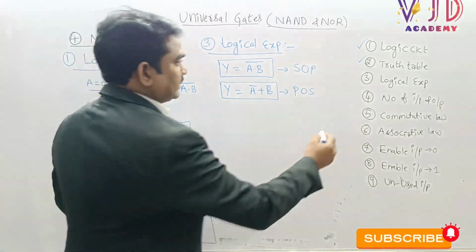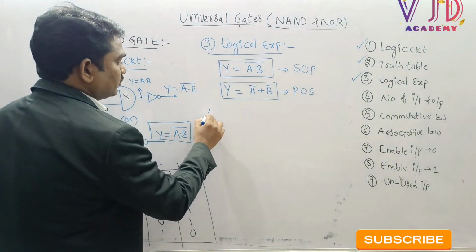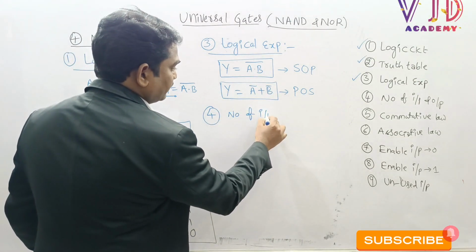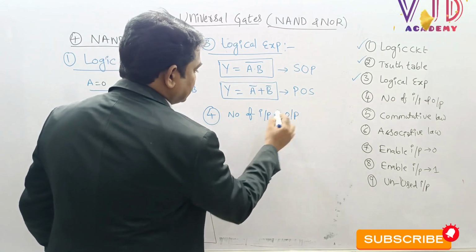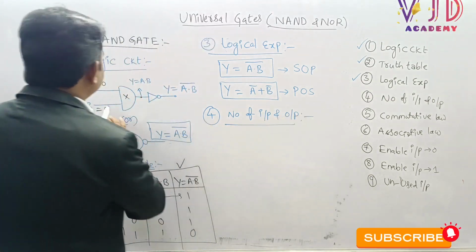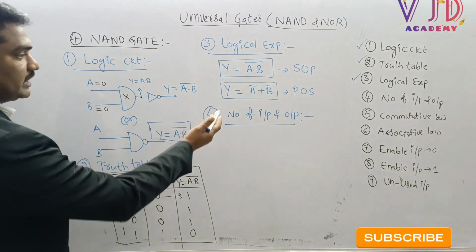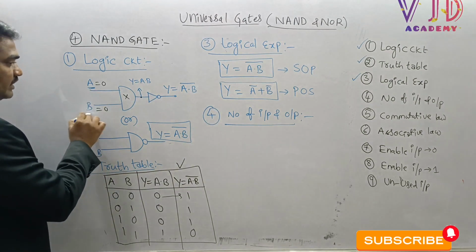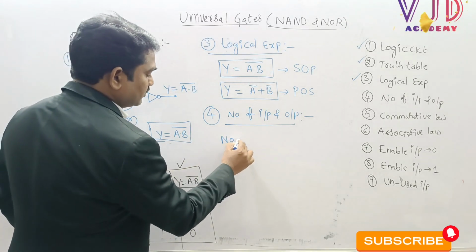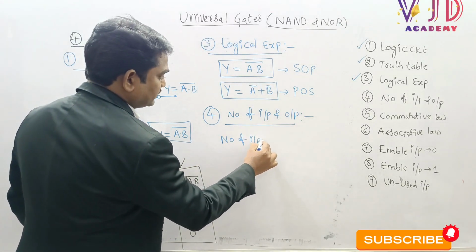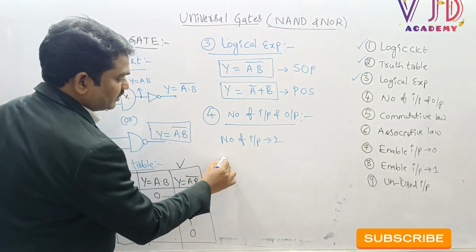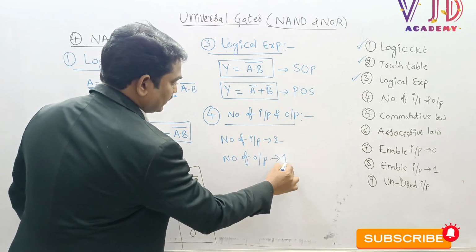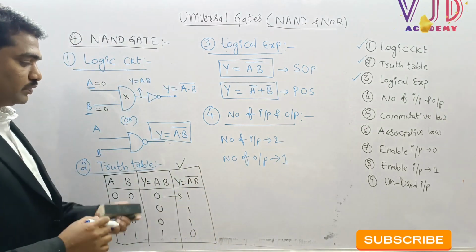Now the fourth case here, number of inputs and outputs. Based upon the logic circuit, truth table and logical expression, we can say that we have only two inputs, which are A and B. Here the number of inputs we can say is 2, and the number of outputs is 1. So this is what inputs and outputs.